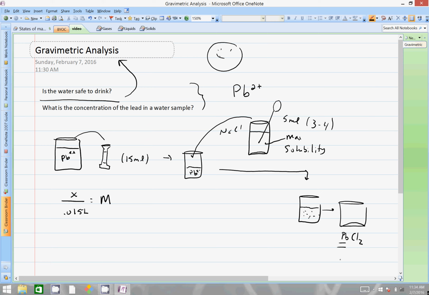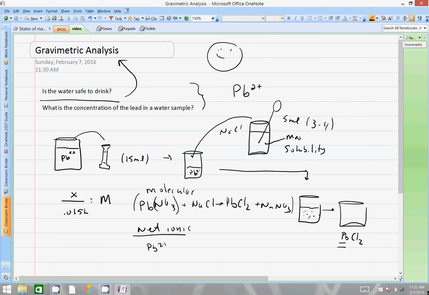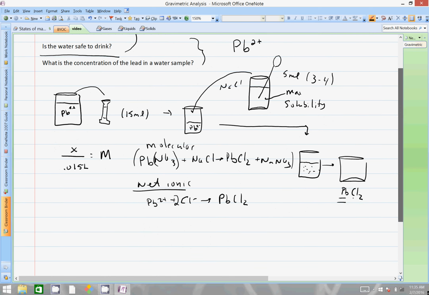I'm interested in the lead ions. The equation for this is Pb(NO3)2 plus NaCl yields PbCl2 plus NaNO3. This is the molecular equation. The net ionic version is just Pb2+ plus 2 Cl- yields PbCl2. So for every lead chloride present, there was one lead that was originally present in the original sample, which came from someplace else.